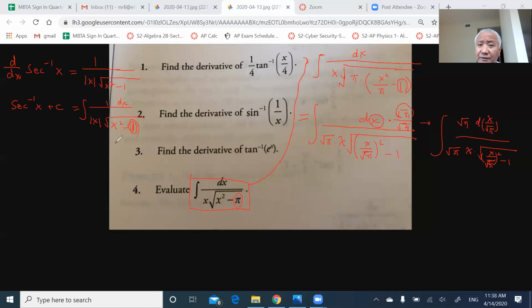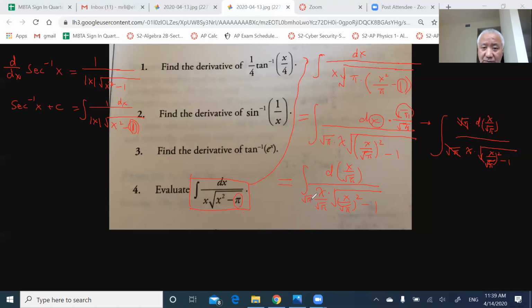To this formula format, I'm going to continue. This one cancels, so I will have dx over square root pi over x, and square root x over square root pi squared minus 1. You see here right now, the square root part is the same as this one. The dx part here, dx over square root pi, matches. Only here, it's not good. So what I'm going to do is divide by square root pi here and multiply by square root pi here, like this.